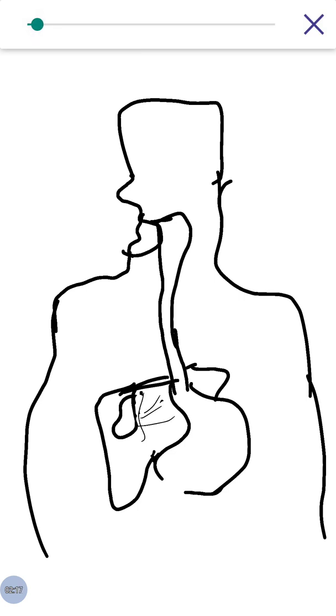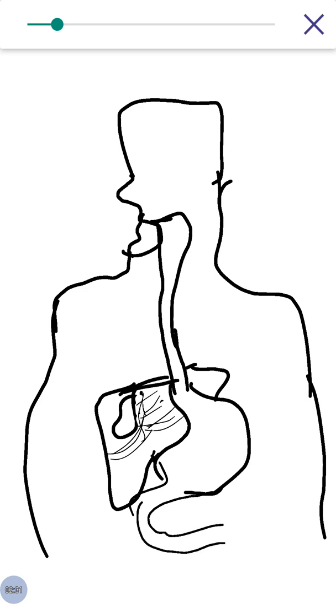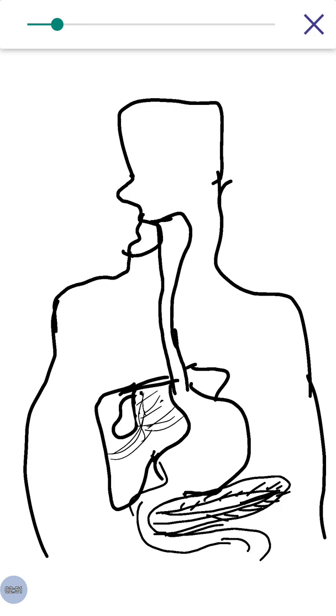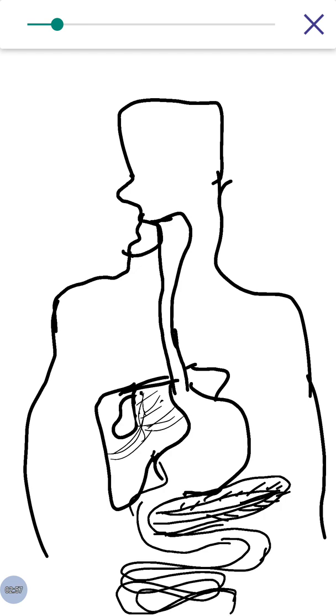These are small blood vessels, and then continuing from the stomach, it comes like this. And here is the pancreas, right, this is the pancreas, and here also you can draw small blood vessels. And this whole part, it's coiled, this whole part is the small intestine. Okay, this much I've understood.